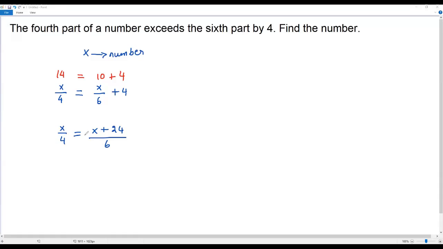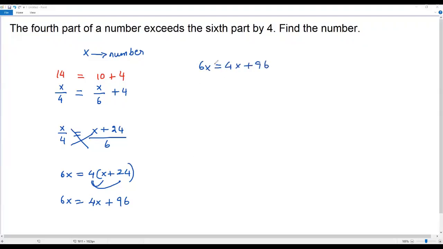Okay, now here we have a fraction, here we have a fraction. So to solve this equation, we can do cross multiplication. That is, the numerator on the left side, x, has to be multiplied by the denominator on the right side, and the numerator on the right side has to be multiplied by the denominator on the left side. So let's do it. When I multiply this x by 6, I get 6x. And when I multiply this by 4, I get 4 times (x plus 24). Okay, now 6x equals, we can distribute this 4 to x and 24. When I distribute 4 to x, it will be 4x. When I distribute 4 to 24, it will be 96. Okay, let me write the equation over here.